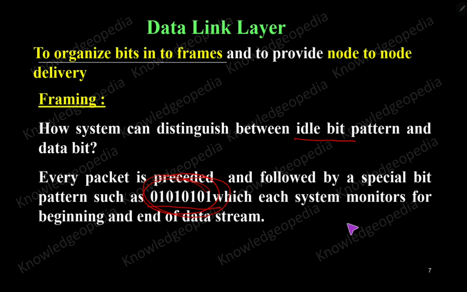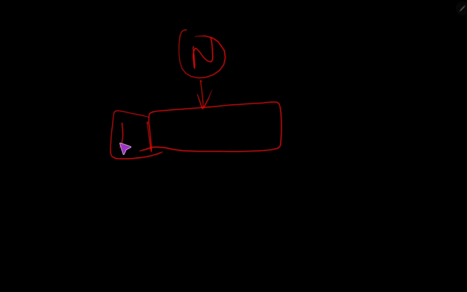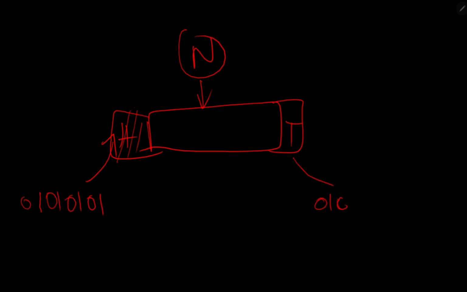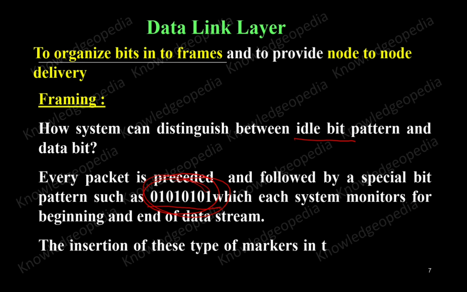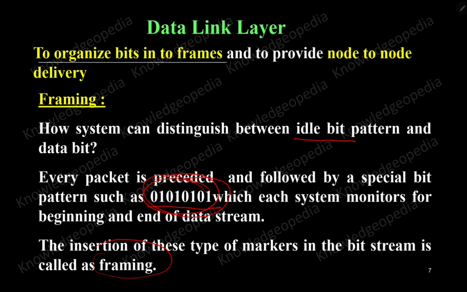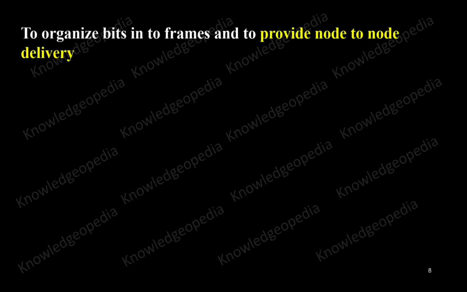That is why the data link layer adds this. Whatever the data link layer receives, let us say from the network layer, along with that it will add a header as well as a tailer. In this header, along with other things, this specific bit pattern 01010101 will be there, and here also the same bit pattern will be there. The insertion of this type of marker in the bit stream is called framing. So the receiver can make out when is the beginning of the frame and when is the end of the frame.